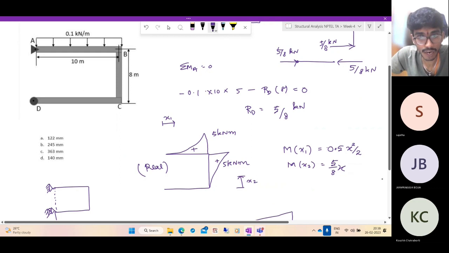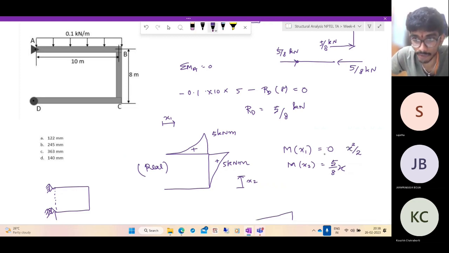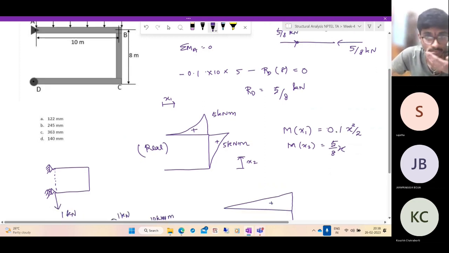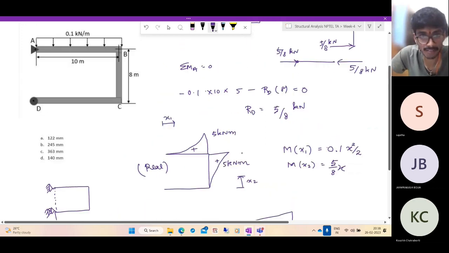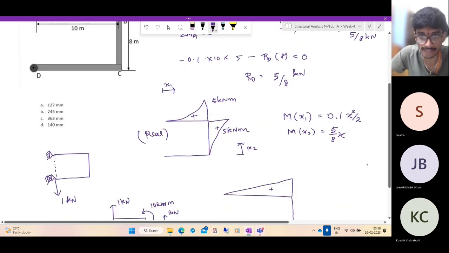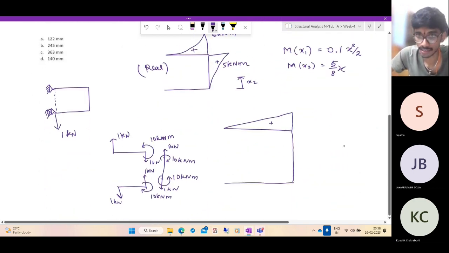So when you get to not 0.5, so the maximum is 5. So it is 0.1 into x squared by 2. Correct. Sorry for this mistake. It should be 0.1 into x squared by 2. But here it is straight because there is no distributed loading. It is straight. And what is the magnitude? The maximum is 10.